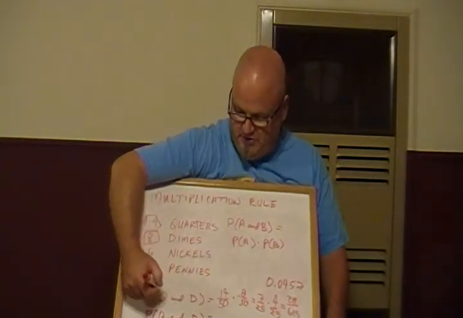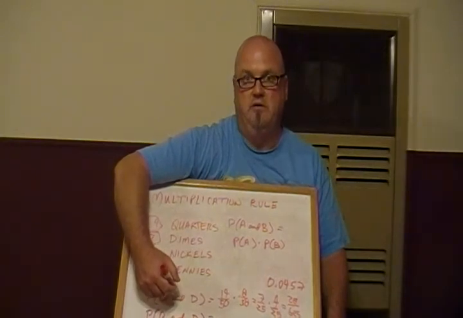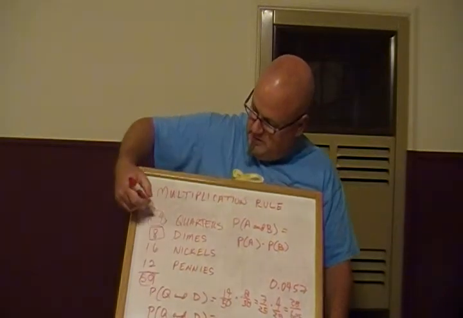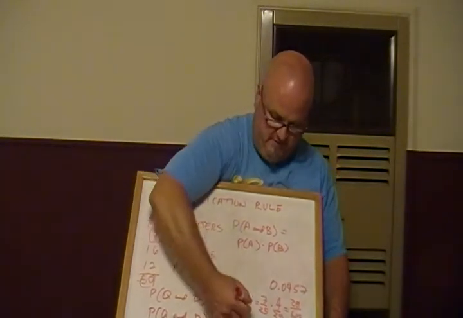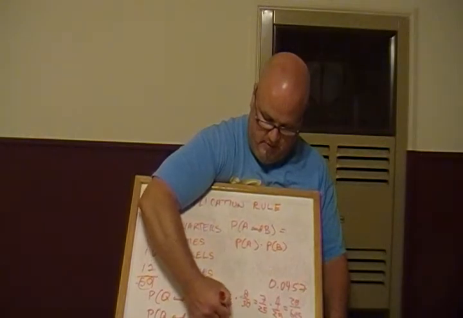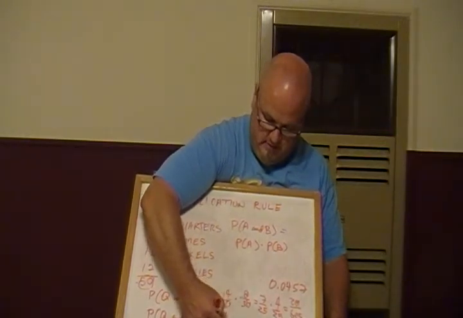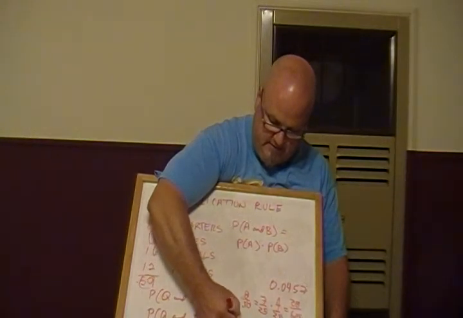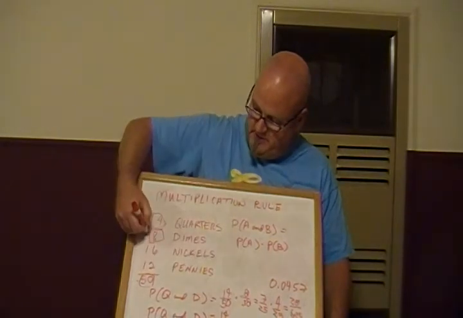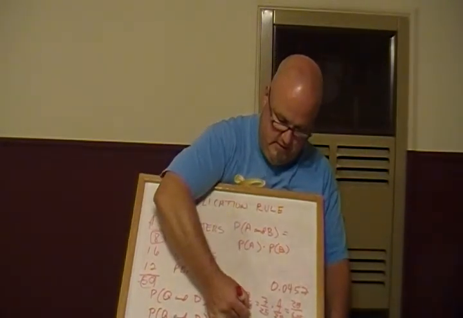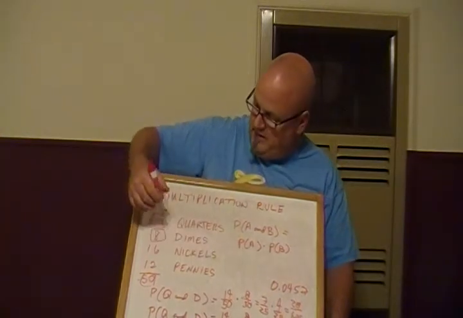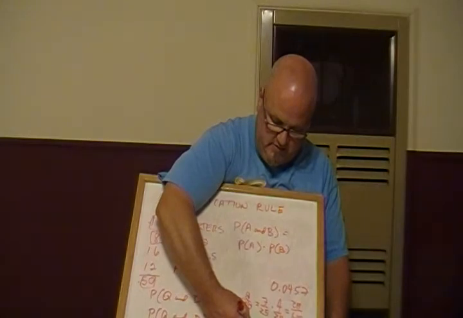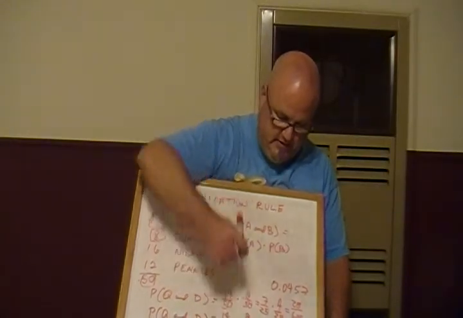Now what happens if we choose the first coin and don't replace it, and then choose the second coin? The probability of a quarter is going to be the same, 14 quarters, 50 coins. Now the difference comes with the second coin. There are still 8 dimes, correct? But how many total coins are now in the piggy bank? We took a quarter out, so we now have 49 coins. So this is without replacing the coin.